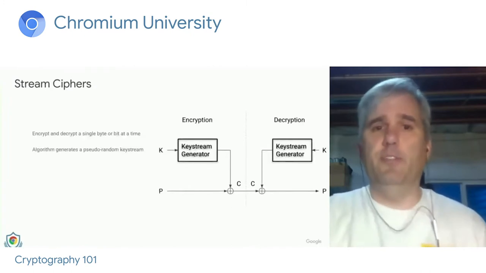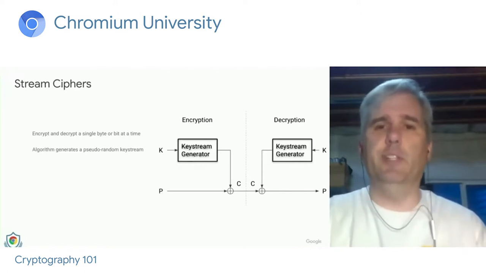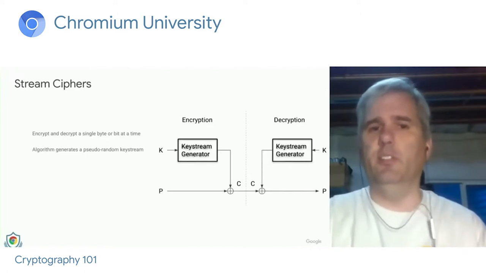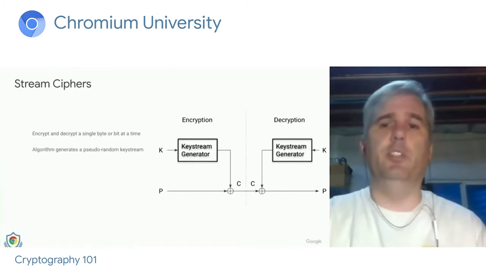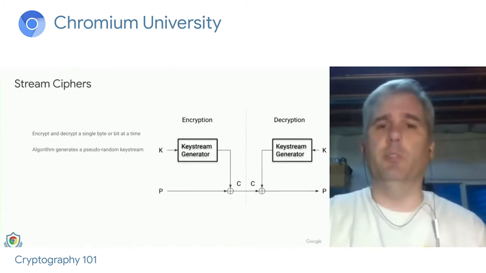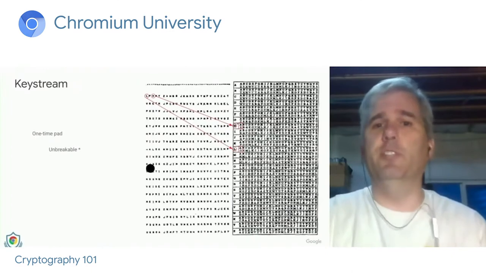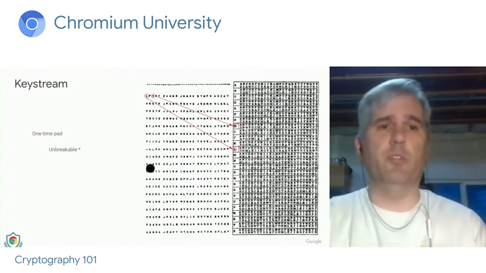A stream cipher is a single bit or byte at a time. You have a key that initializes a key stream generator that creates a series of data that looks pseudo-random. And then you combine that with the plain text to get the ciphertext, or you combine it with the ciphertext to get the plain text. It's a reversible operation.